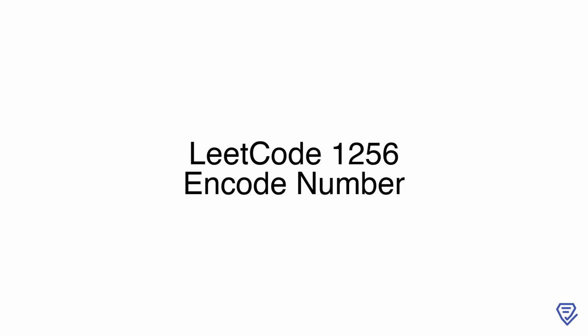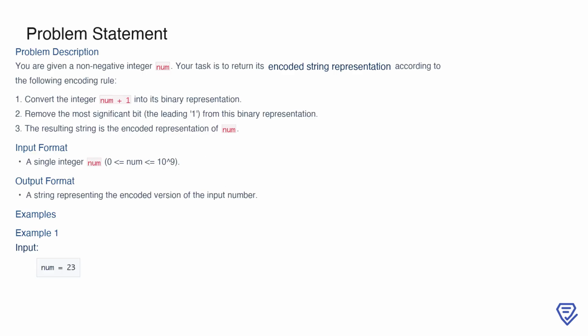Welcome! In this session, we're going to explore problem number 1256, titled Encode Number. We'll break down the problem, analyze its requirements, and discuss different approaches to solve it effectively. Let's dive in. In this problem, you are tasked with encoding a given non-negative integer, number, into a specific string format. The encoding process involves a three-step procedure.